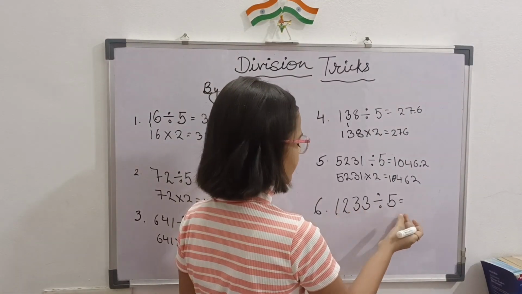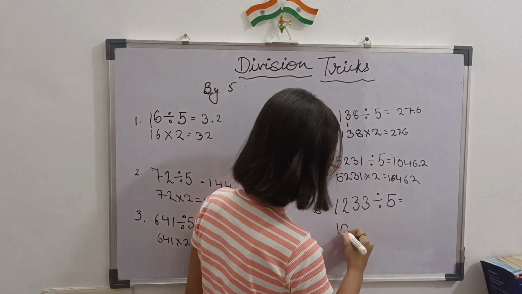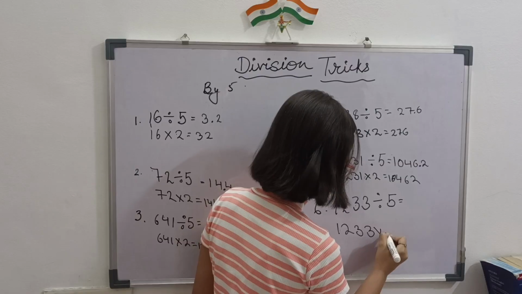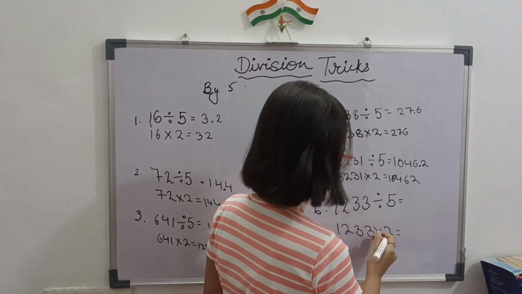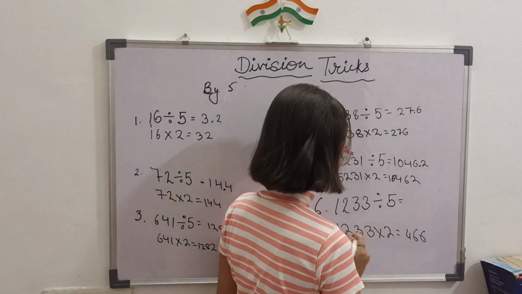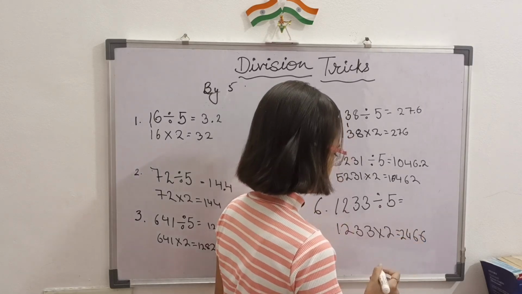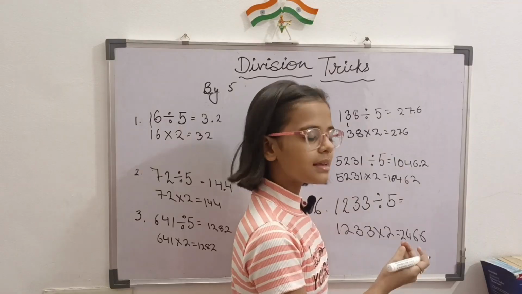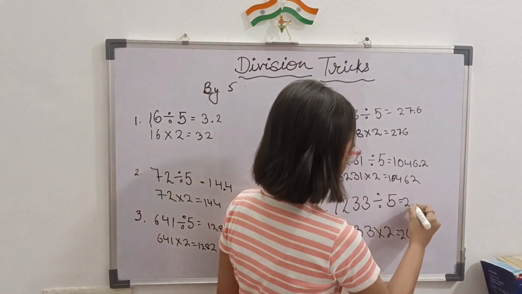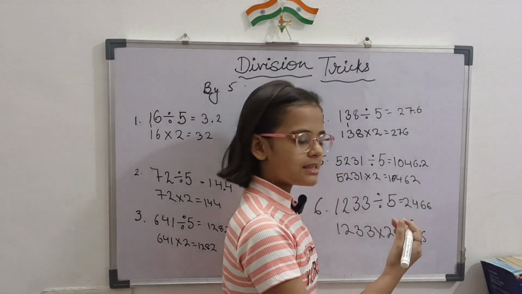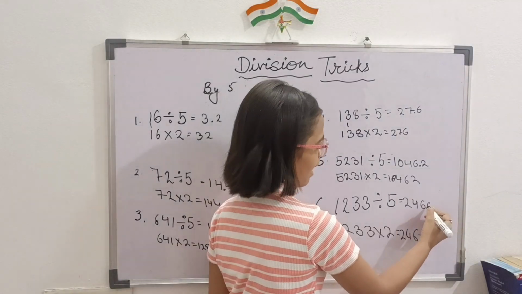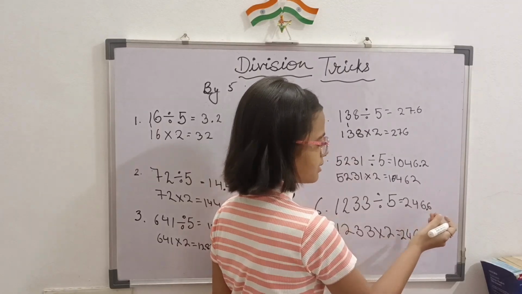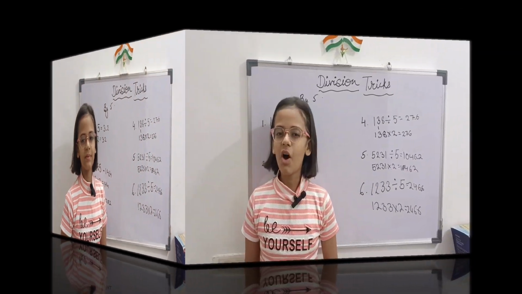So our next digit is 1233 divided by 5. First we have to multiply it by 2. 3 ones are 3, 3 twos are 6, 1 twos are 2. So after multiplying we get 2466. Then we have to place a decimal after leaving a digit from the back. So our answer is 246.6. So that's all for today.